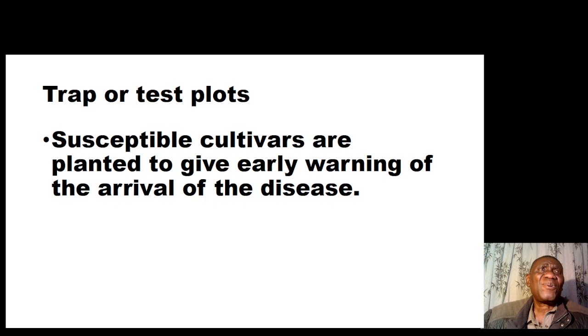Also, trap or test plots. We can grow susceptible cultivars. If they are infected, they can give us an early warning of the arrival of the disease. Then we will start spraying the other crops. We just plant a few plots which we will keep on monitoring. If they are infected, we start spraying other crops.